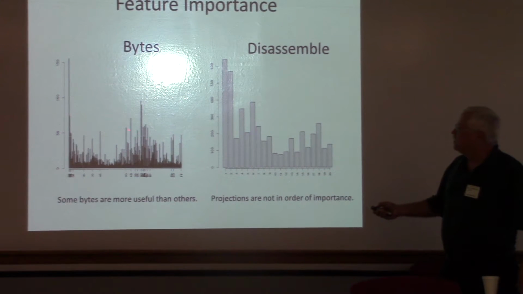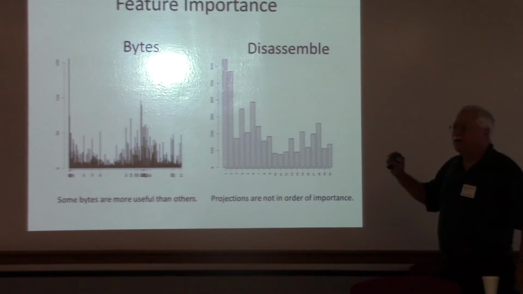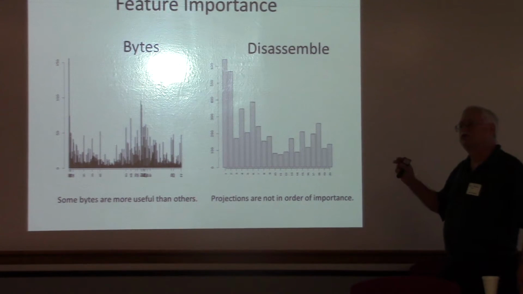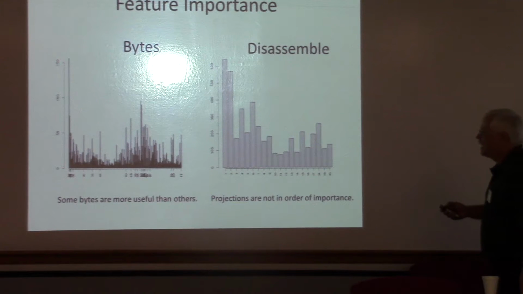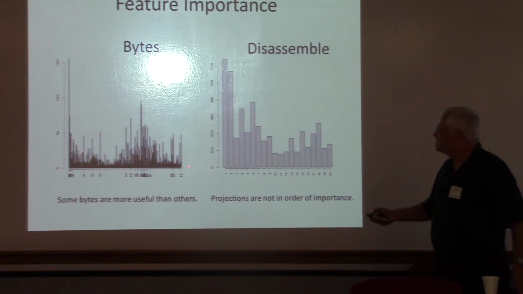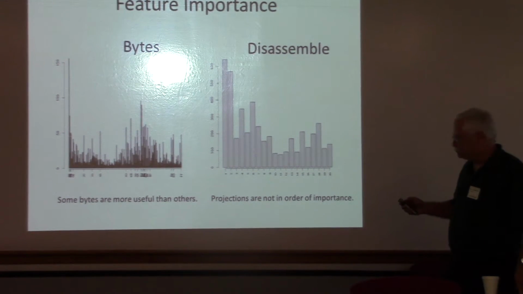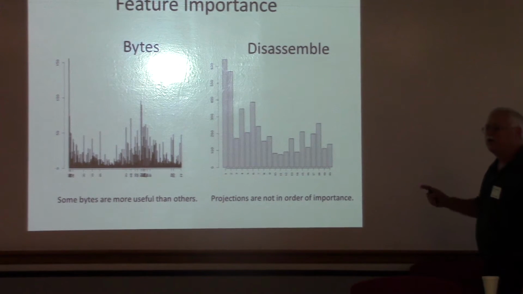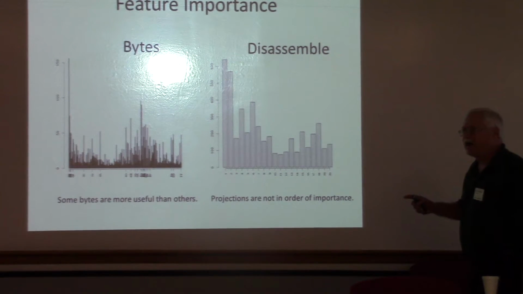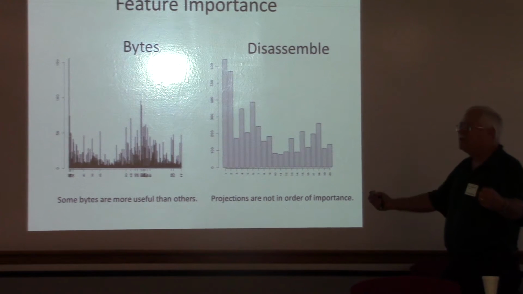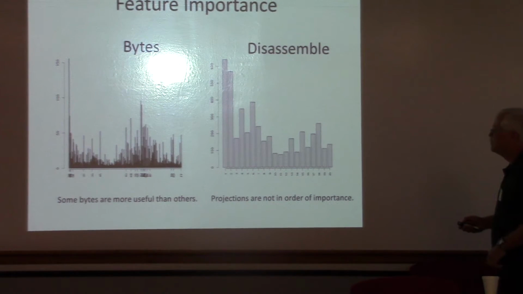And you notice that there are a bunch of really important bytes. That is, having that byte in your thing, or the number of times that byte appears in your thing, is useful for telling what class you have. And then there are a bunch of things that are not as important. Now this is a univariate calculation, right? It doesn't say that having this byte and this byte is important or not important. So you don't get that correlation information.